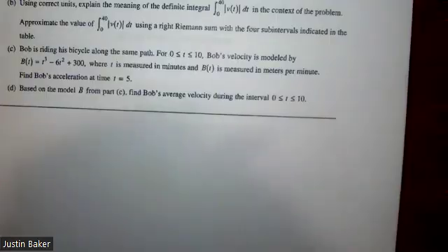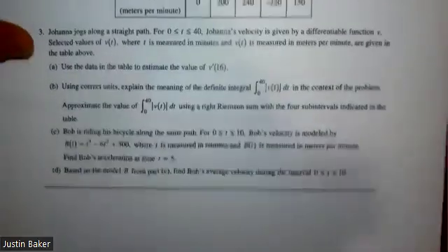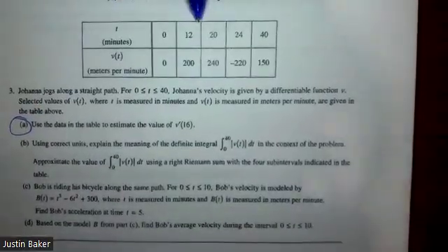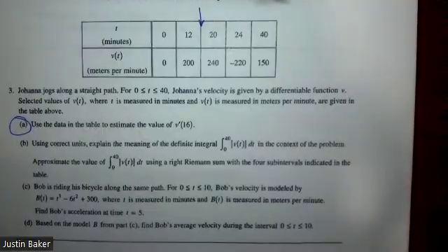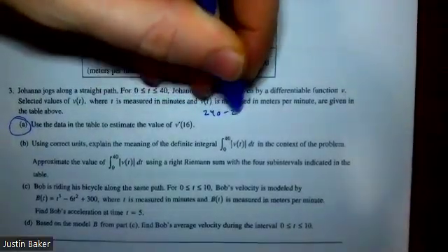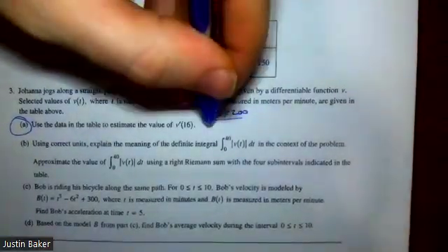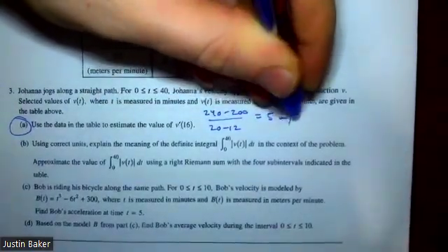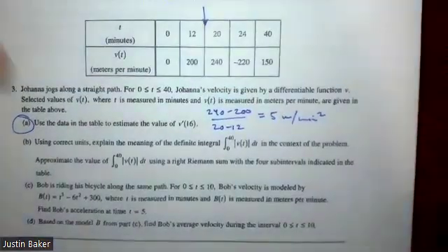So we've done all the Joanna jog stuff, and I told you in class that this one, we definitely want to make sure you know how to do part A. So to do part A, you're estimating the slope. 16 lands right between these two. So this would be 240 minus 200 over 20 minus 12. That's 5 meters per minute squared.